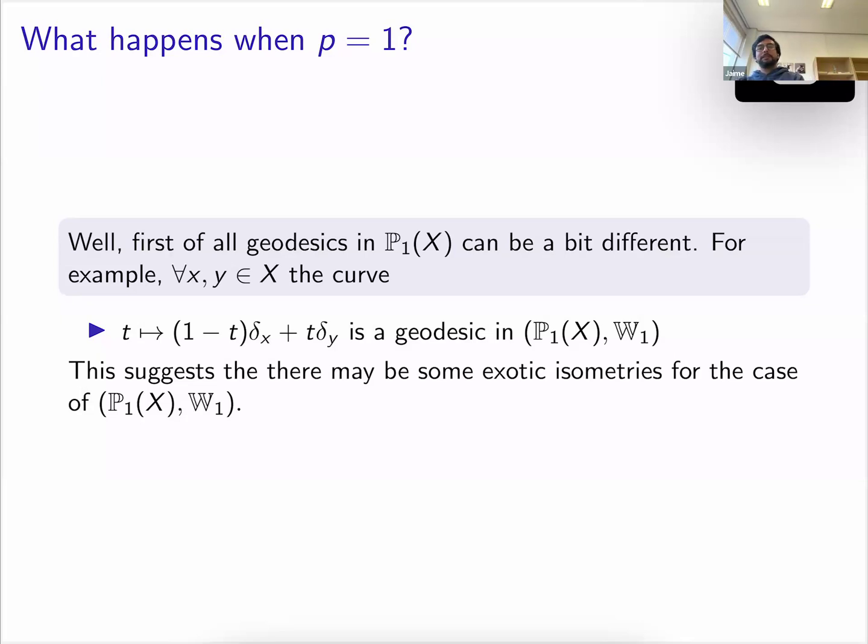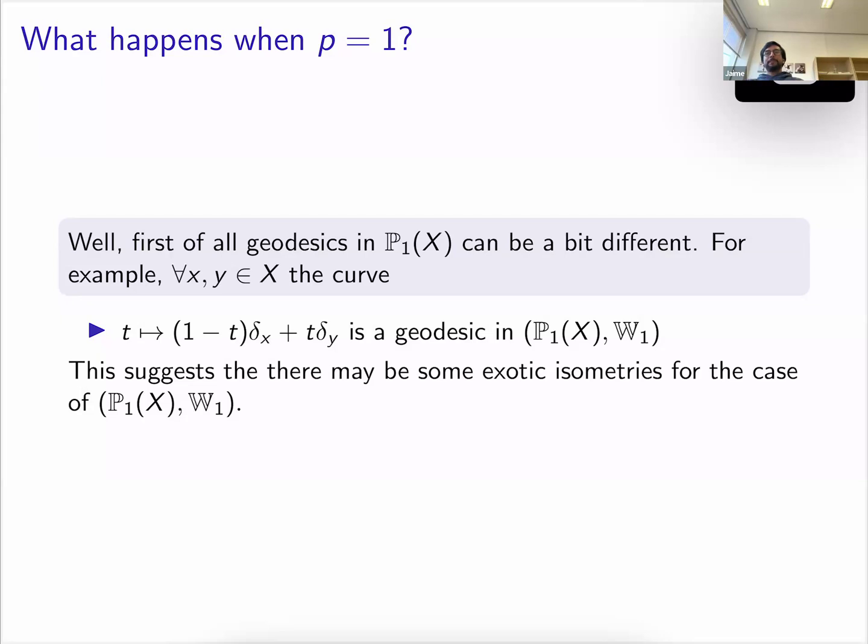For example, if you take any 2 points, x and y, then the curve that is just taking the convex combinations of the Dirac deltas, that sends t to (1 minus t) times the Dirac delta at x plus t times the Dirac delta at y, is going to be a geodesic between delta x and delta y. This is something that never happens for p strictly greater than 1. For p equals 2, it never happens. It always happens in this one.